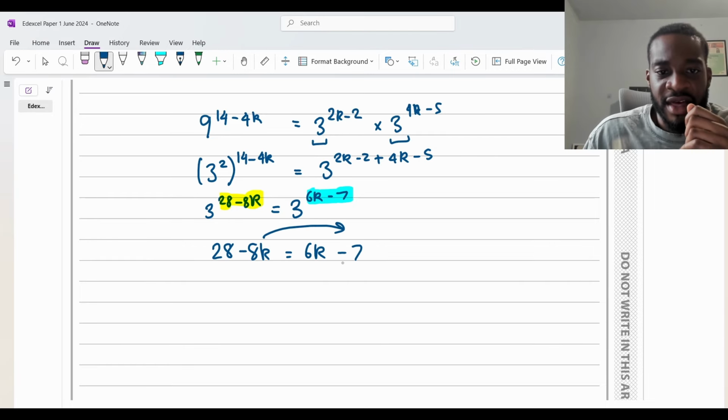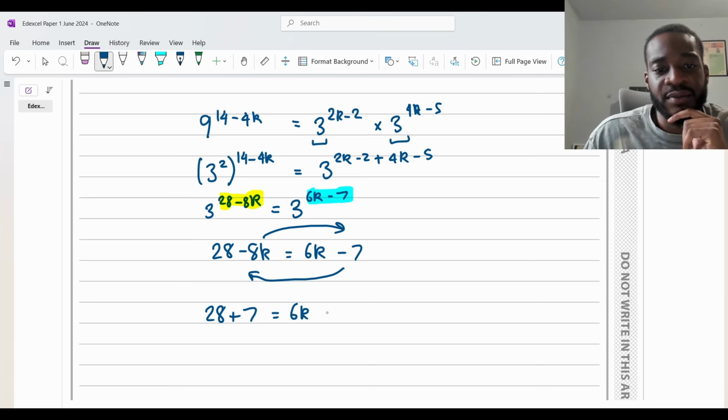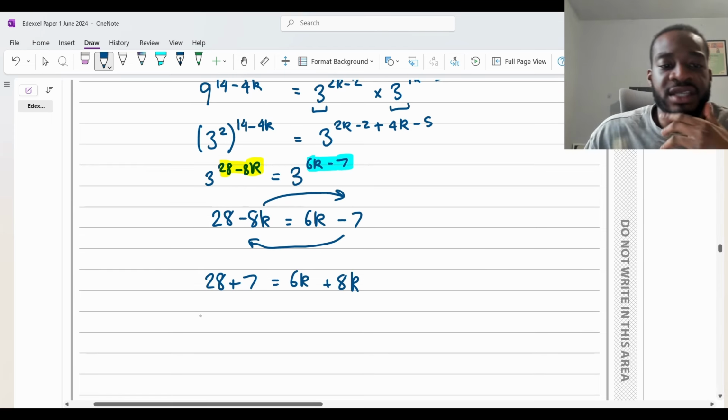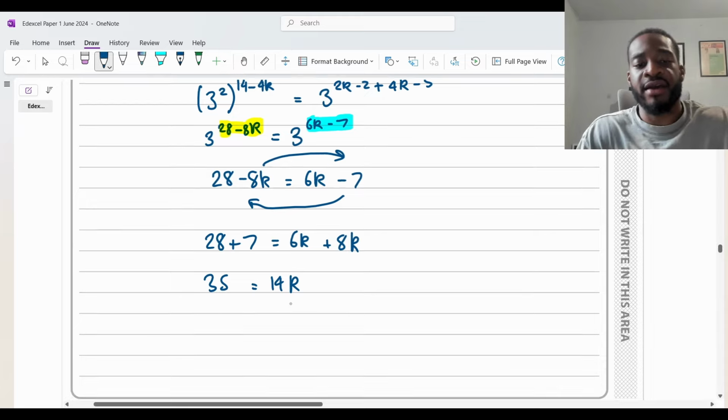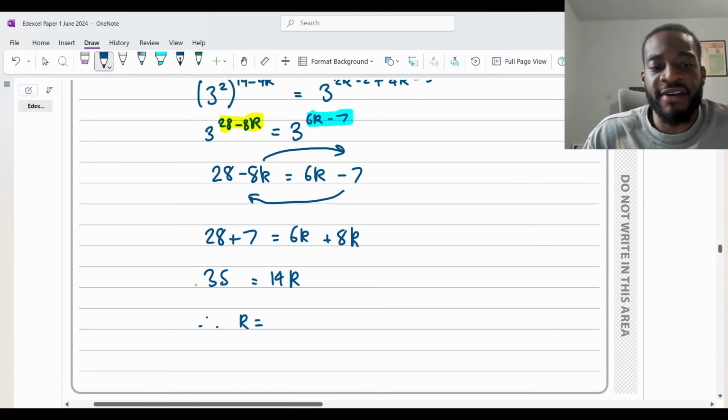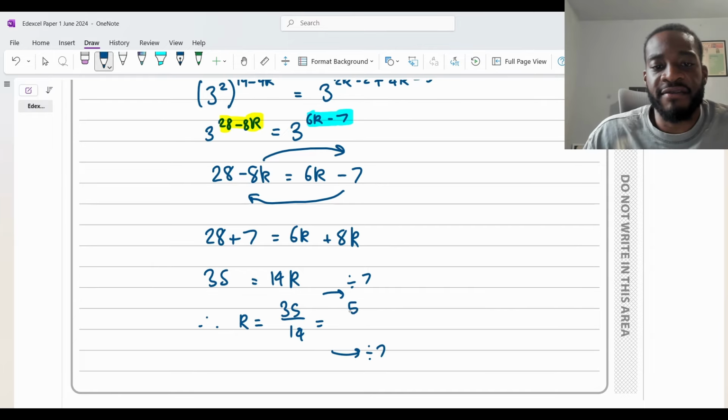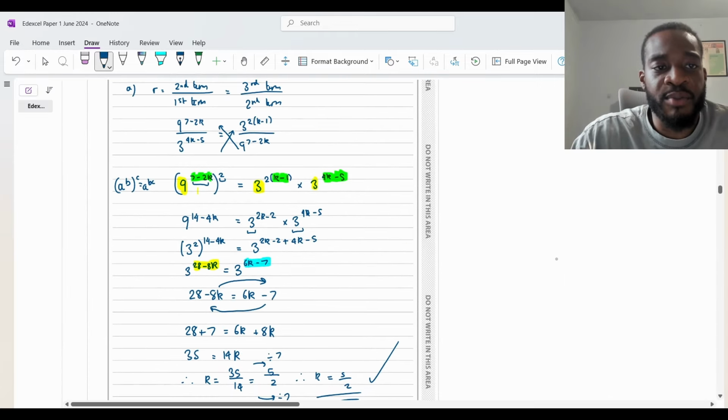So that way, I'm going to move that there, move that there. That means I'm going to have 28 plus 7 is going to equal 6k plus 8k. 28 plus 7 is 35. 6 plus 8 is 14. So I have 35 on the left, 14k on the right, which means that k is going to equal, divide both sides by 14, 35 divided by 14. We could divide top and bottom by 7, can't we? 35 over 7 is 5. 14 over 7 is 2. So therefore, k is equal to 5 divided by 2. And that is it. That is part A finished.